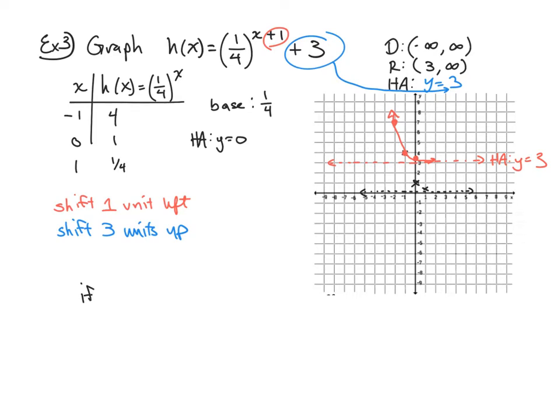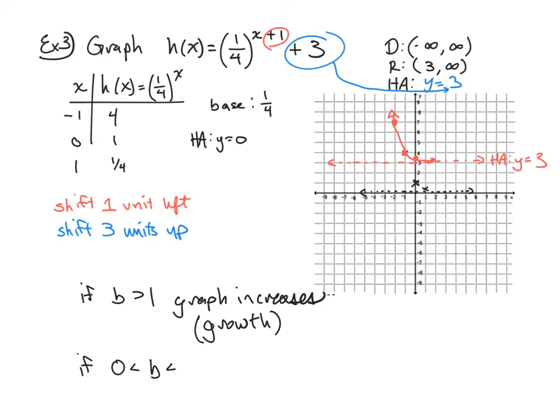So, if the base is bigger than 1, the graph increases. And we call this growth, exponential growth. And if the base is between 0 and 1, we can say the graph decreases. And that would be decay.